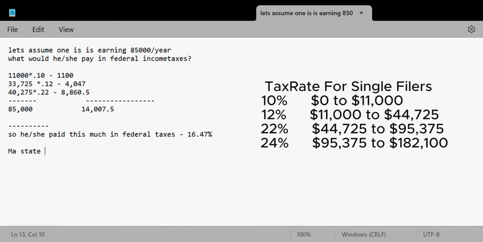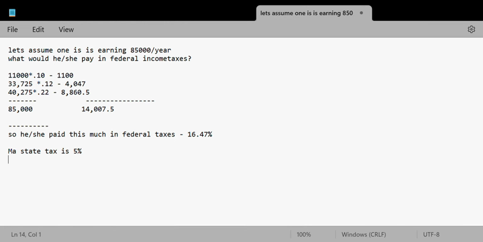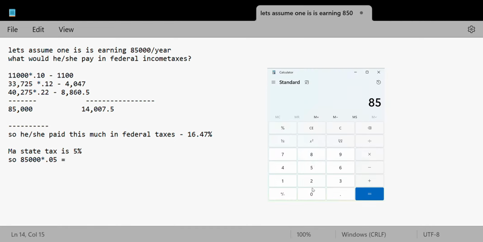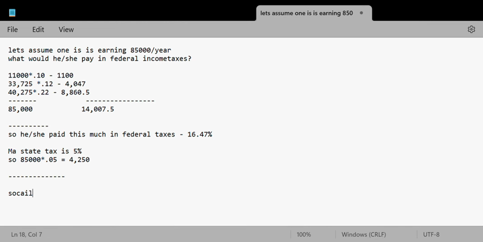Now let's continue with the state tax. I am going to assume the state as Massachusetts for this example, and here you will be paying 5% in state tax. So for the $85,000 salary, 5% would be 0.05. We multiply 85,000 by 0.05, and the number you get is $4,250. So that's the actual amount of state tax you will be paying if you are living in Massachusetts.